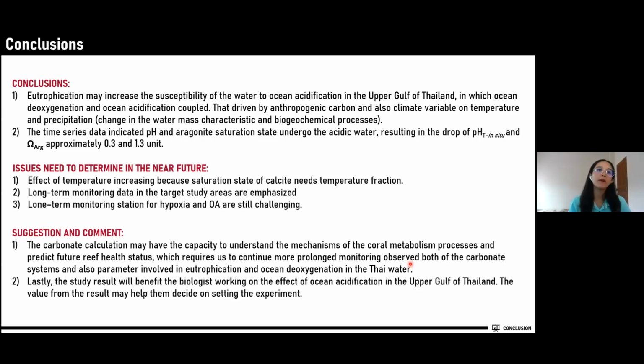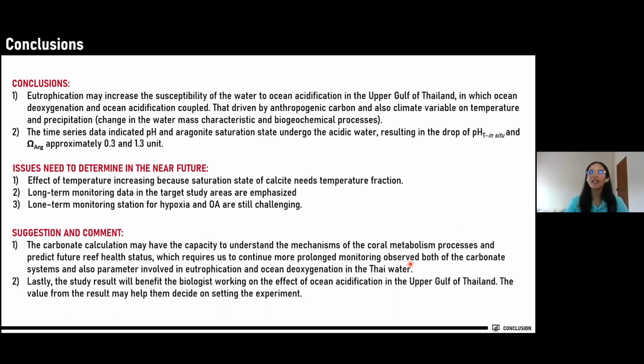Lastly, my result will benefit biologists working on the effects of ocean acidification in the upper Gulf of Thailand. The values from my result may help you decide on the setting of the experiment. And this is my future plan.